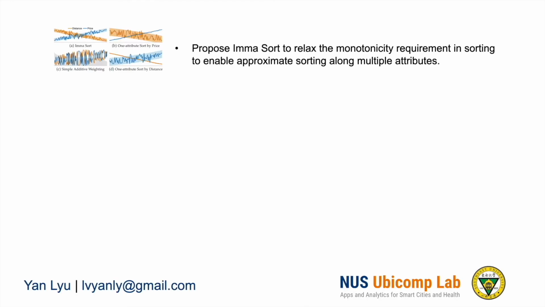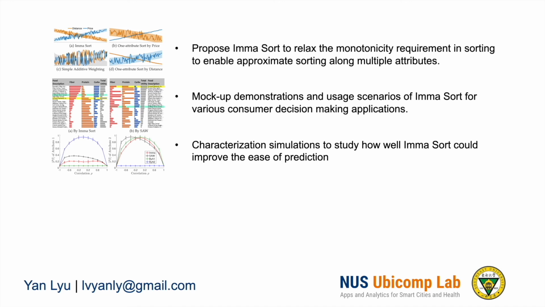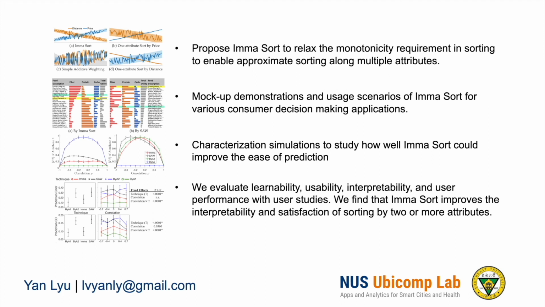To sum up, we propose Imma Sort to relax the monotonicity requirements in sorting to enable approximate sorting along multiple attributes. We had mock-up demonstrations and usage scenarios for Imma Sort for various consumer decision-making applications. We had characterization simulations to study how well Imma Sort could improve the ease of prediction. We evaluated the learnability, usability, interpretability, and user performance with user studies. We find that Imma Sort improves the interpretability and satisfaction of sorting by 2 or more attributes.